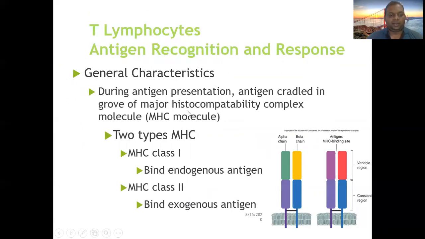There are two types of MHC, major histocompatibility complex molecules. During antigen presentation, the antigen is cradled in the groove of the MHC molecule. Two types: MHC class 1 binds endogenous antigens, and class 2 binds exogenous antigens. You can appreciate here that there are different binding sites, like constant and variable, not a Y-shaped one, with alpha and beta chains.